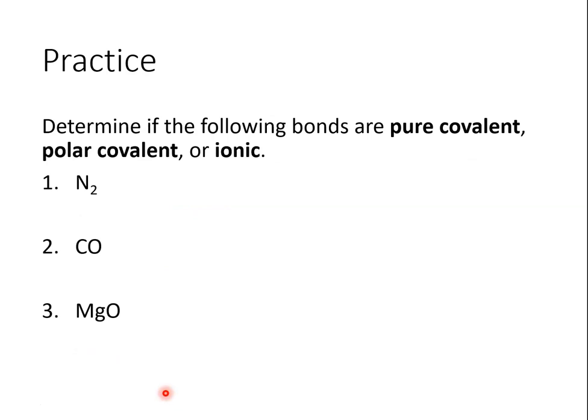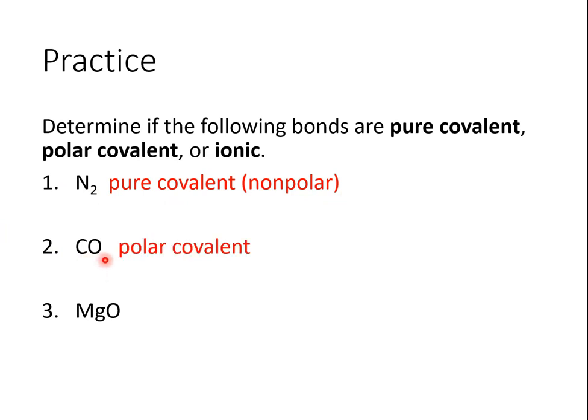Now without doing any calculations, let's see if we can decide what these compounds would be. N2, nitrogen, this is 2 of the same atom bound to make the molecule. So that is going to be pure covalent or nonpolar. Carbon monoxide, this is 2 elements that have fairly different electronegativity. So that will be polar covalent. And magnesium oxide, this is a metal and a nonmetal. So this would be ionic.